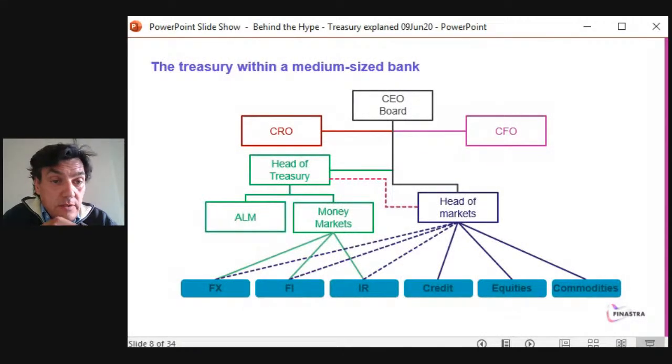So this is a very simple chart of how the treasury could be organized within a medium-sized bank. And because it's a medium-sized bank, this is why you see the CEO and the board present at the top of this chart. And just below them, you can see the CFO, Chief Finance Officer, and the Chief Risk Officer, the CRO. And the head of treasury is just below them.